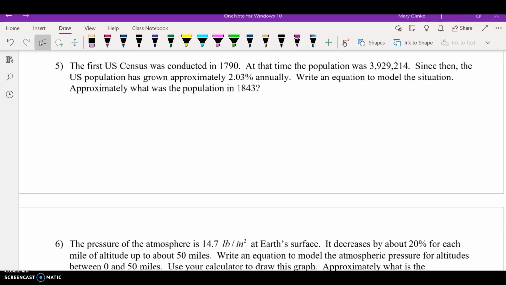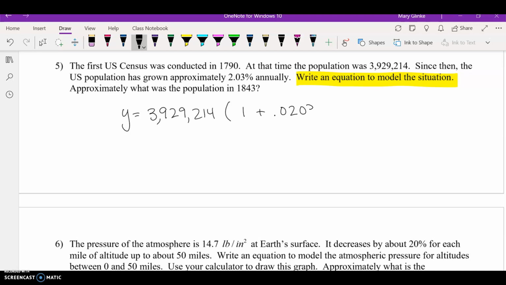So for number 5 here, we have a census conducted, we have the initial population, and then the growth rate, the 2.03%. So the first thing we want to do is write an equation to model the situation. So we're going to use our initial amount of 3,929,214 as your A value. Our growth rate is 1 plus R, but we do need to move that decimal over, so it's 0.0203. And then since it's just an equation here, we are going to use T or X for your exponent.